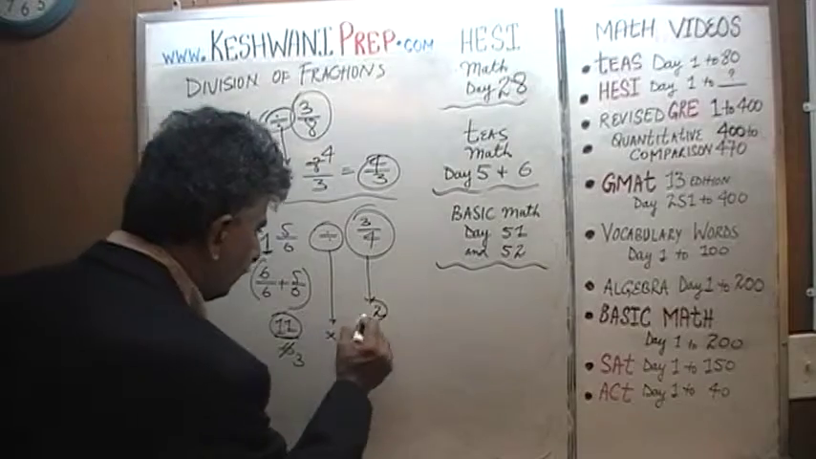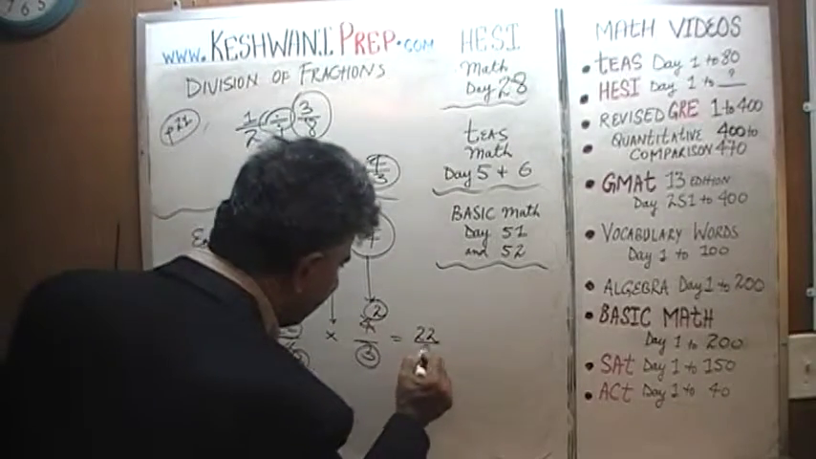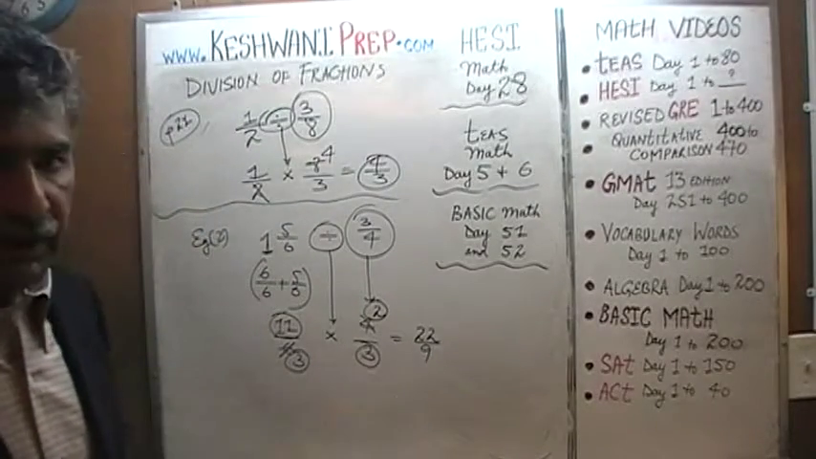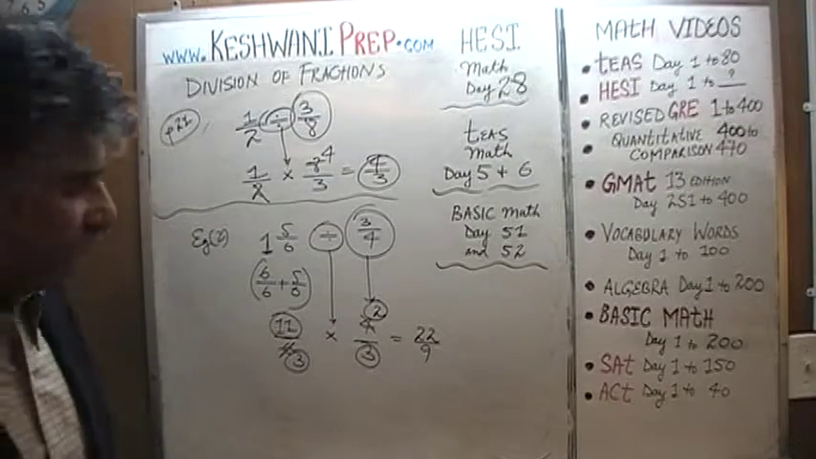So it's 11 times 2, which is 22. And on the bottom we have 3 times 3, which is 9. Since 22 is more than 9, it's an improper fraction. So we have to work on it a little bit more and convert it back to a mixed number.